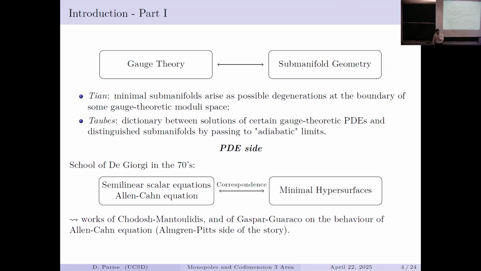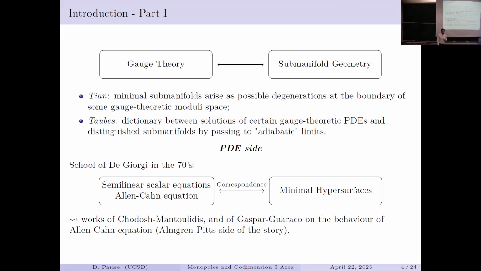This correspondence between minimal hypersurfaces and semilinear scalar equations has recently been at the center of a lot of progress, in particular thanks to the work of Chodosh and Mantoulidis and the work of Gaspar and Guaraco on the behavior of solutions of the Allen-Cahn equation on closed manifolds. In particular, Chodosh and Mantoulidis were able to prove the so-called multiplicity one conjecture, a relatively important conjecture in minimal surfaces. And Gaspar and Guaraco described very well the behavior of minimal surfaces using this method.